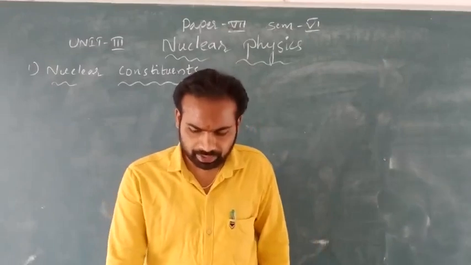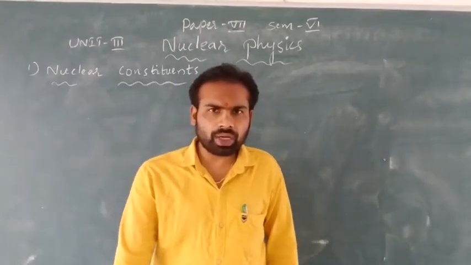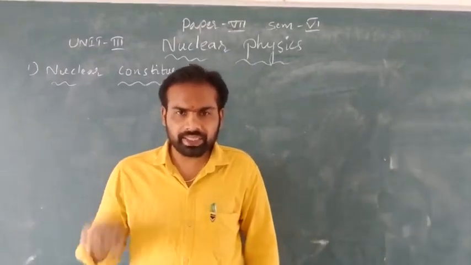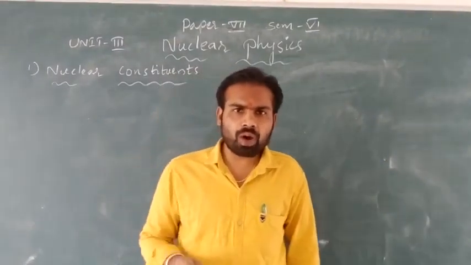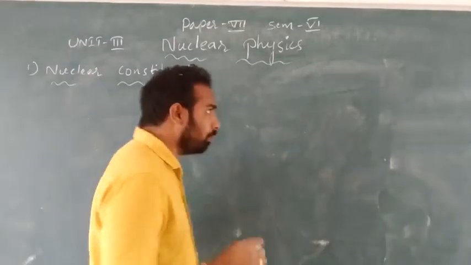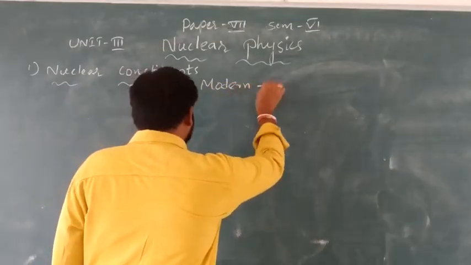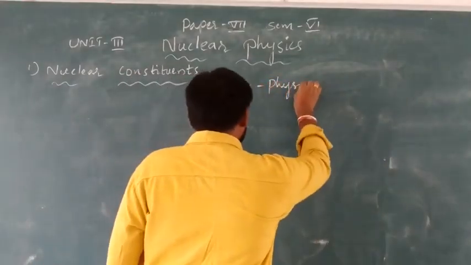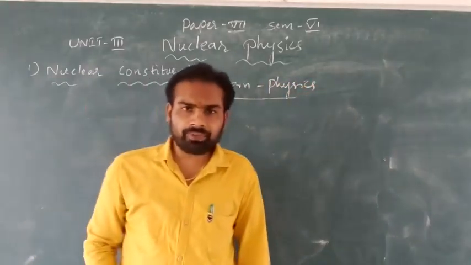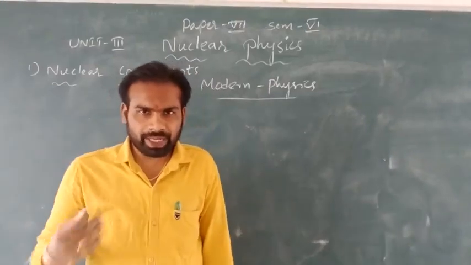In the last semester we studied electromagnetism and basic electronics. In this semester we have modern physics. Our paper title is modern physics. In this modern physics we have 4 units. This is the 7th paper and the main paper.